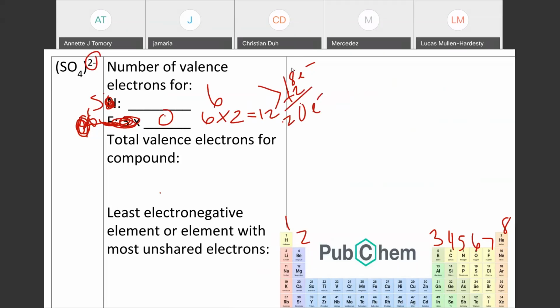What's going to go in the middle, the sulfur or the oxygen? Sulfur, correct. So 1 sulfur there, and then we have the 4 oxygens around it.